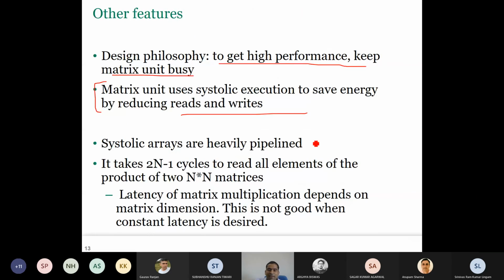Now, systolic arrays are heavily pipelined. If you know pipelining, you will understand it; if you don't, that's fine. A systolic array is like a two-dimensional pipeline. It's not exactly the same as pipelining, but there are some similarities. Another thing is, it takes 2n minus 1 cycles to read all elements of the product of two n cross n matrices. So let us see that in that presentation.